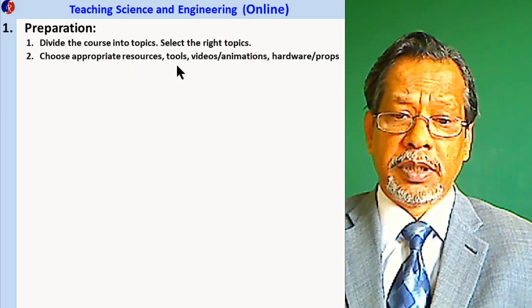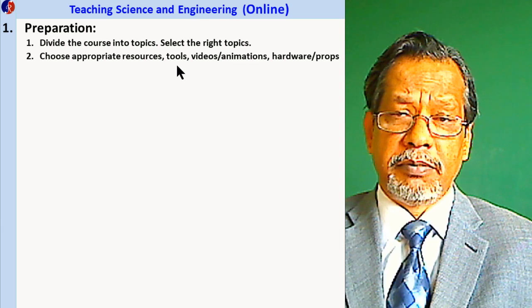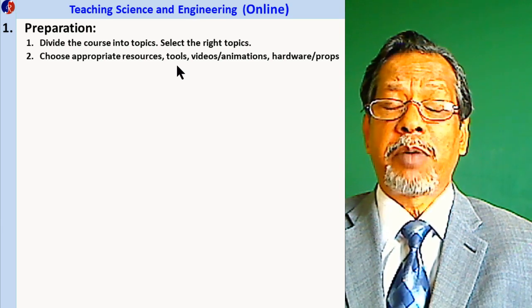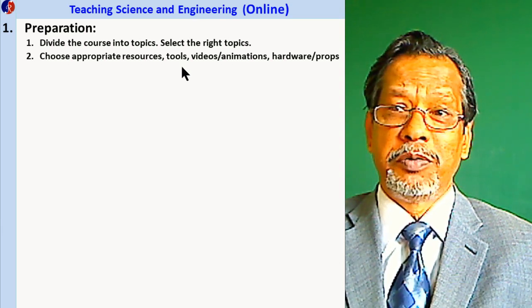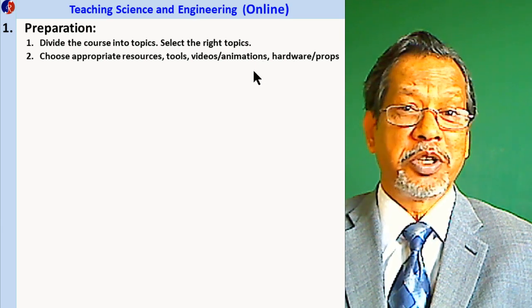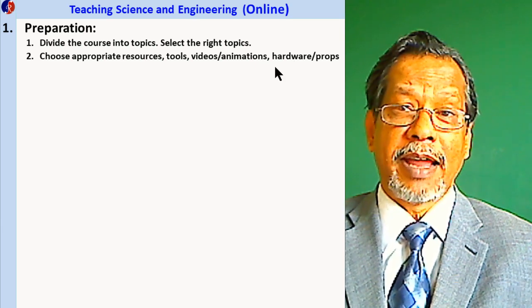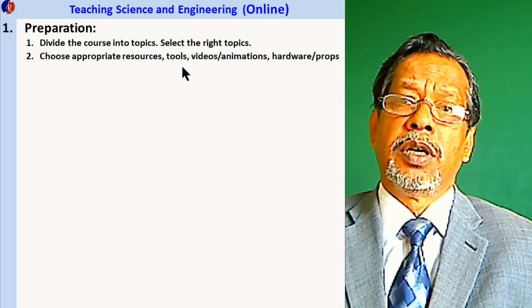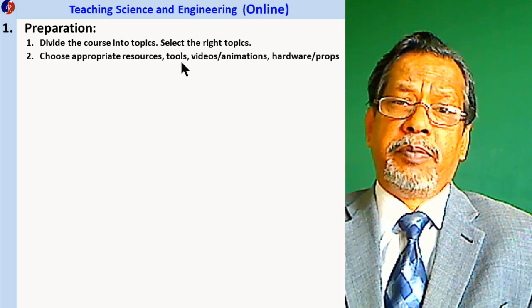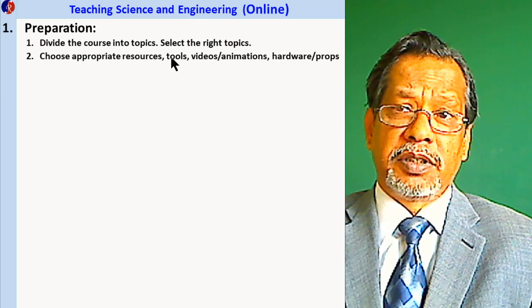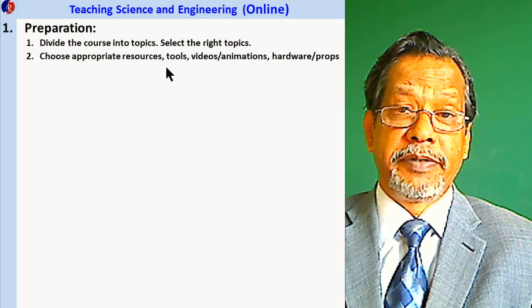Tools, basically a blackboard, chalk, and a few pieces of hardware should suffice. The rest of the things can be done in the lab classes, okay? But if you're teaching online, certainly there are certain tools you need to learn first.